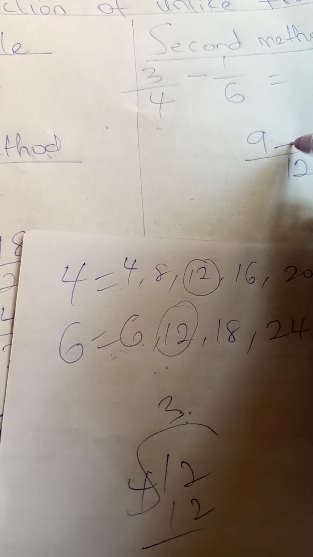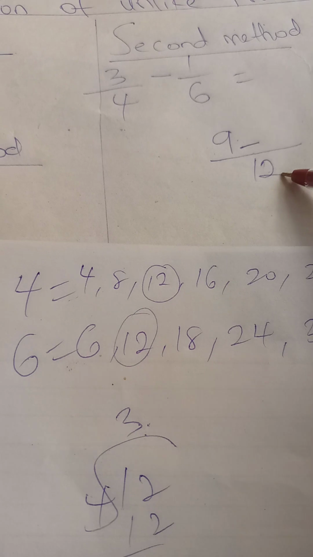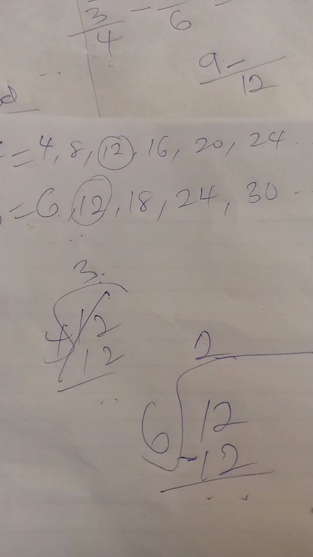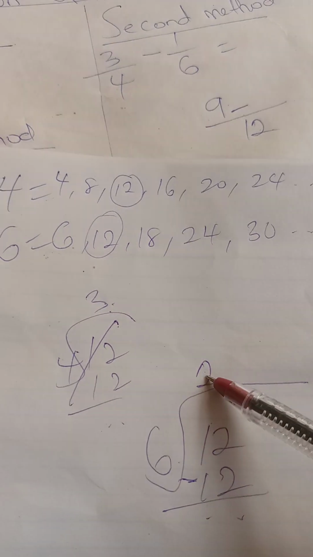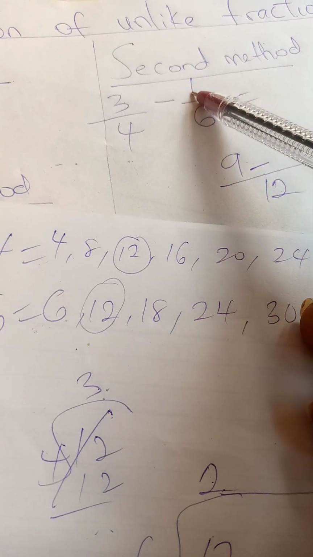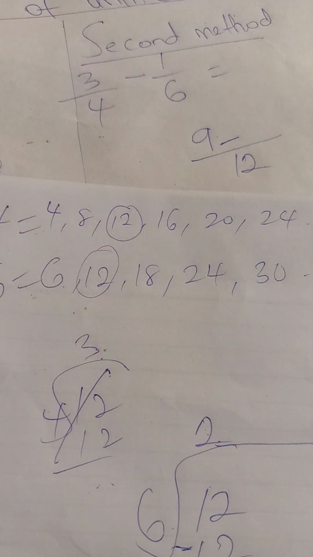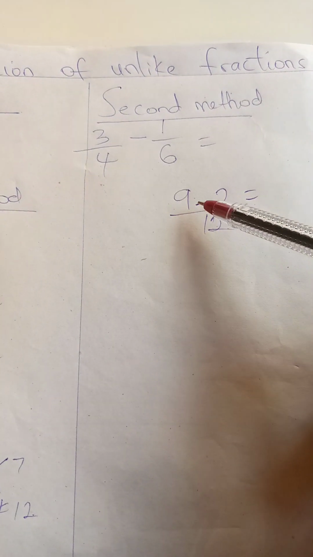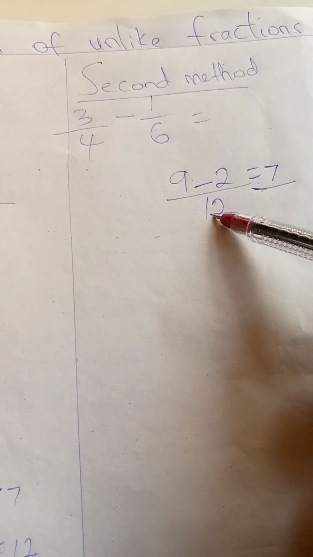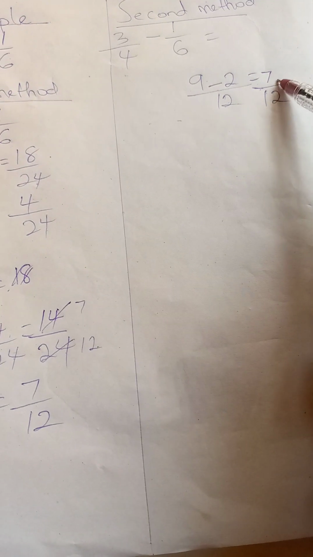I'll put my subtraction sign. For the second fraction, I divide this LCM 12 by the denominator of the second fraction, which is 6. 12 divided by 6, my answer is 2. This answer that I've gotten here, I'll multiply with the numerator of the second fraction. That's 2 times 1, and my answer is 2. And here we are, 9 minus 2 equals 7 over the LCM, which is 12. So my answer is 7 over 12.